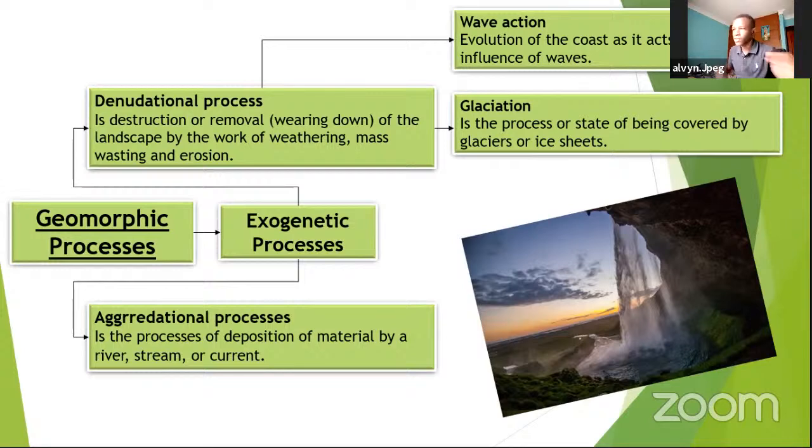So this is how a mind map is made. You have to just keep dividing the subtopics, very well organized, and you should have a small definition. So aggregational processes: this is a process of deposition of materials by a river, stream, or current. So it has to be some sort of moving water body. A river moves; if the water is in one place, it's not a river, it's like a lake. So it has to be a moving water body, a stream or a current.